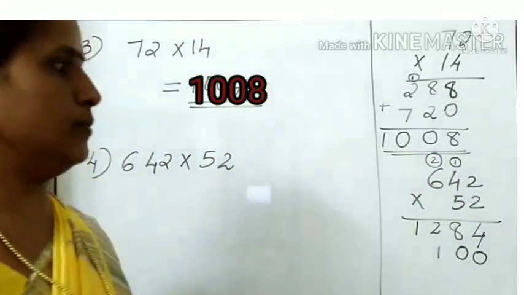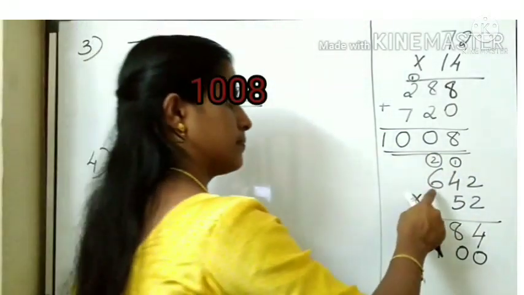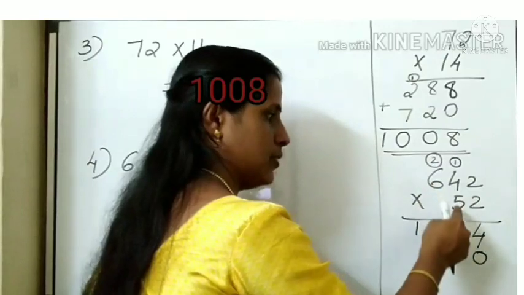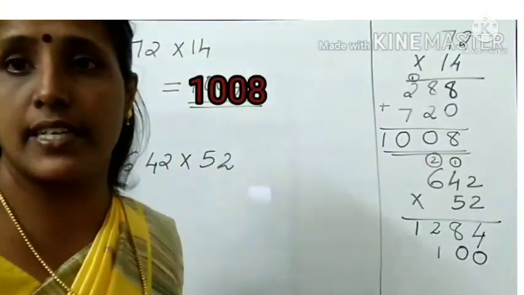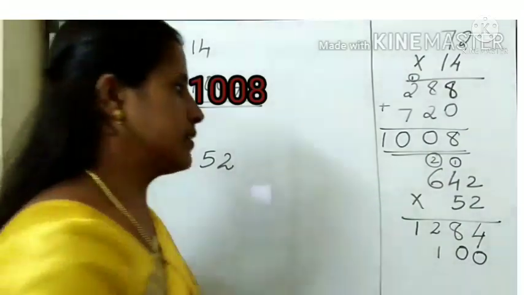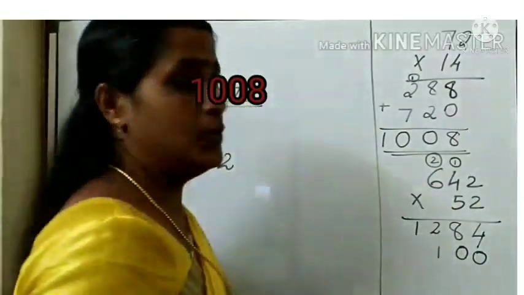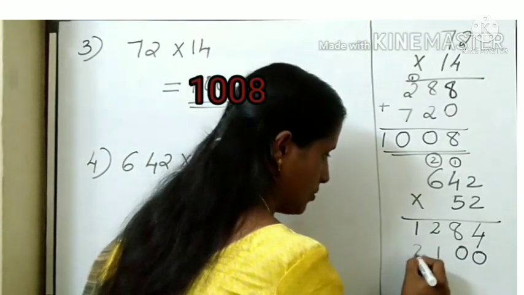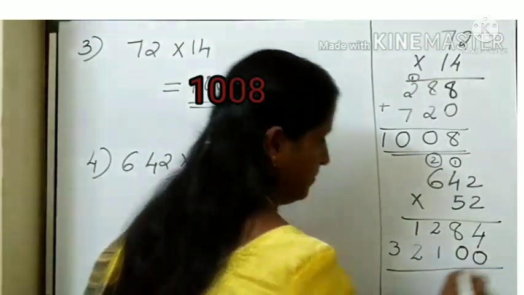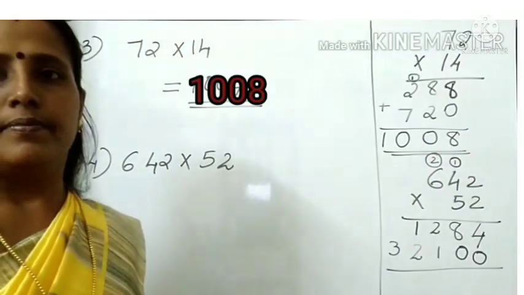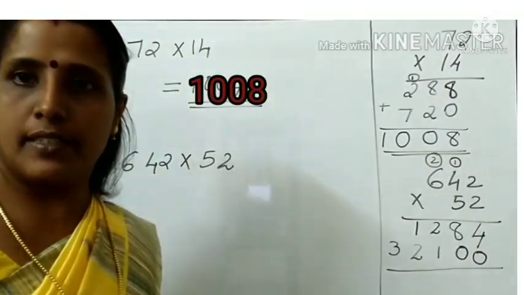100 place above. Then multiply the 100 place number with the tens place number. That is 6 into 5. 6 5s are 30. 30 plus 2, 32. 2 is placed on the 1000 and 3 is placed on the 10,000 place. So, what is the next procedure?